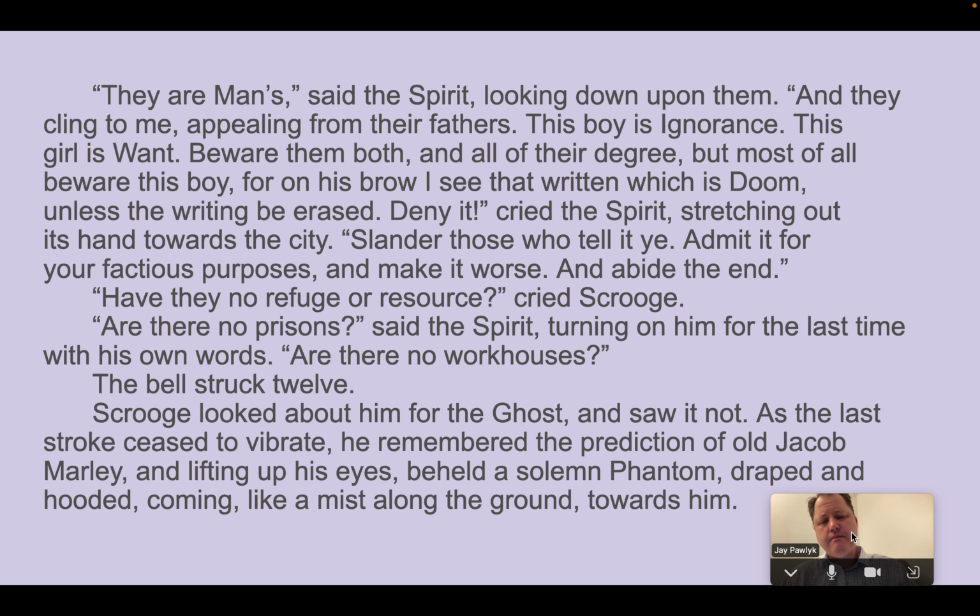Scrooge looked about him for the ghost, and saw it not. As the last stroke ceased to vibrate, he remembered the prediction of old Jacob Marley, and lifted up his eyes, and beheld a solemn phantom, draped and hooded, coming like a mist along the ground toward him.